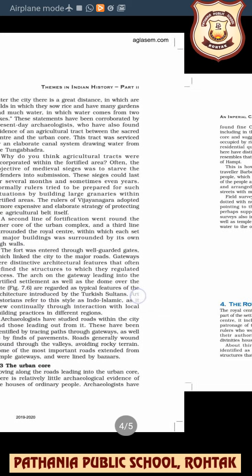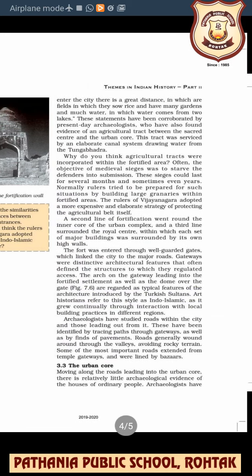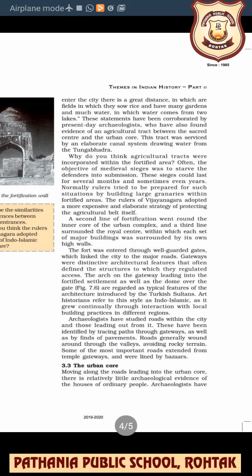So even if we read, there were so many interactions with local building practices in different regions, and archaeologists have studied roads within the city and those leading out from it. So even these have been identified by tracing paths through gateways as well as by the finds of pavements. So beta, if we see this, all this Vijayanagara Empire was well planned and strategically fortified also.